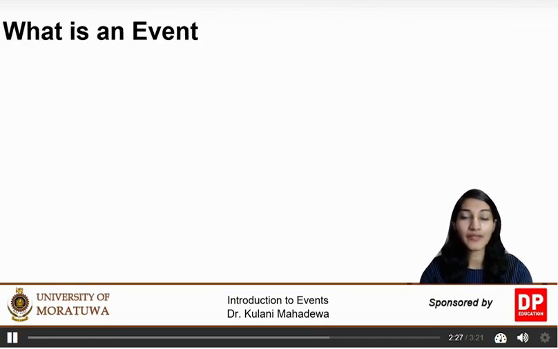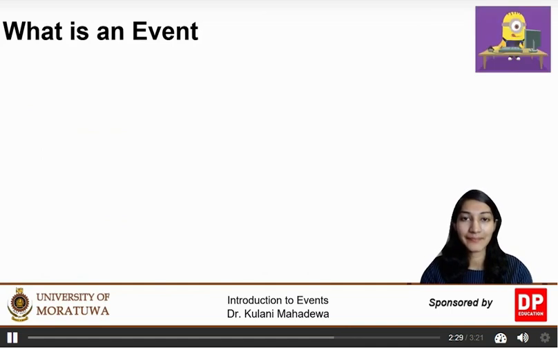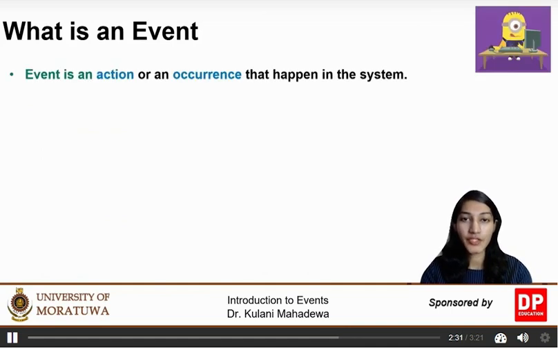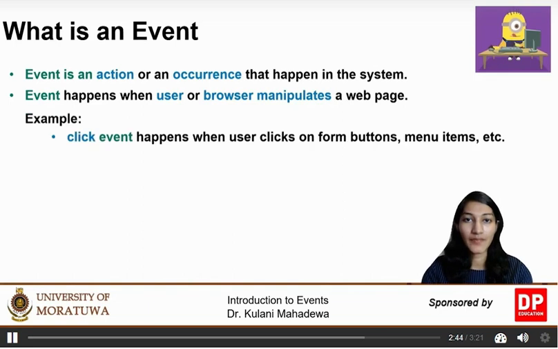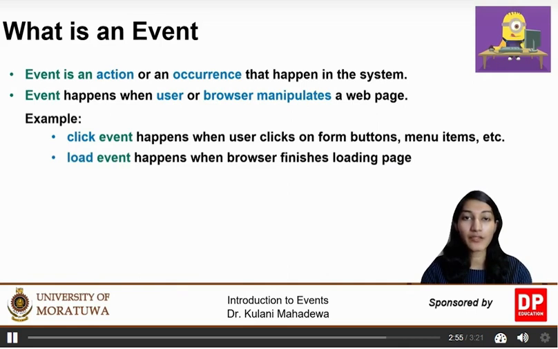Okay, now can you tell what an event is? It is an action or an occurrence that happens in a computer system. On websites, an event occurs when the user interacts with the page elements. For example, the user clicks on the form buttons or menu items. An event could be an internal action by the browser too. The page load event is an example.